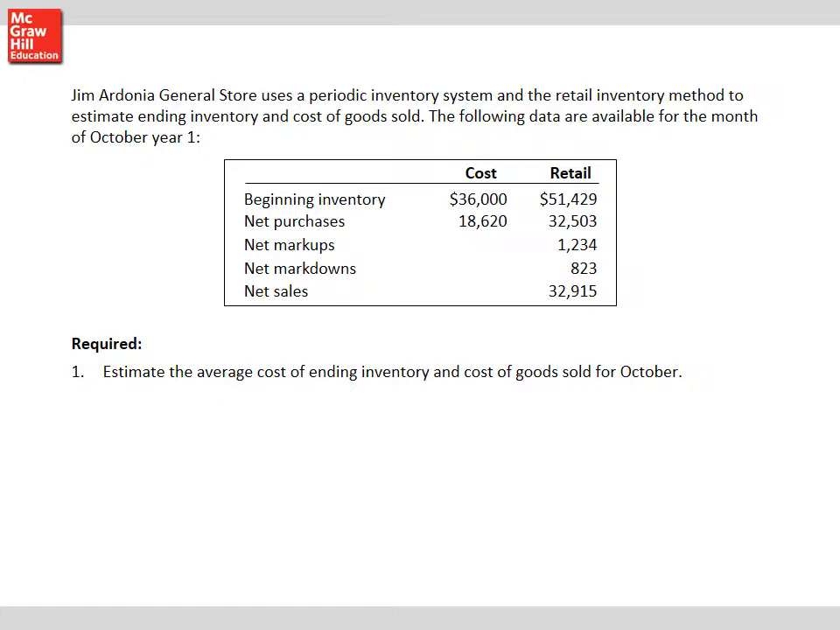Now, here we have Jim Ardonia General Store uses a periodic inventory system and the retail inventory method to estimate their ending inventory and cost of goods sold. This information is available for the month of October. Beginning inventory cost $36,000. They could sell that inventory $51,429. They purchased $18,620. That's the cost. They could sell those purchases $32,503.